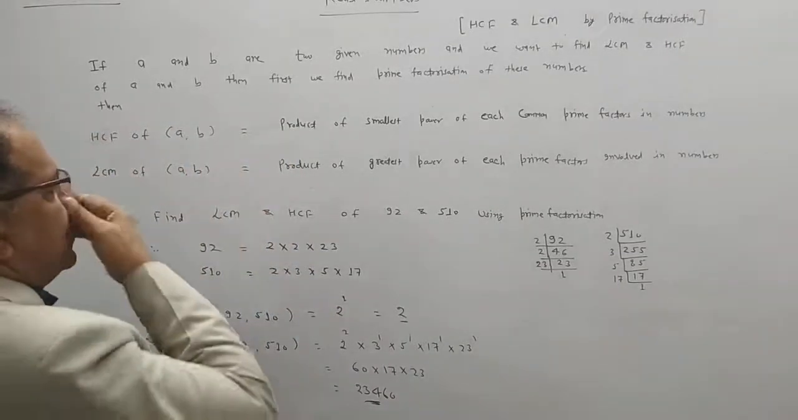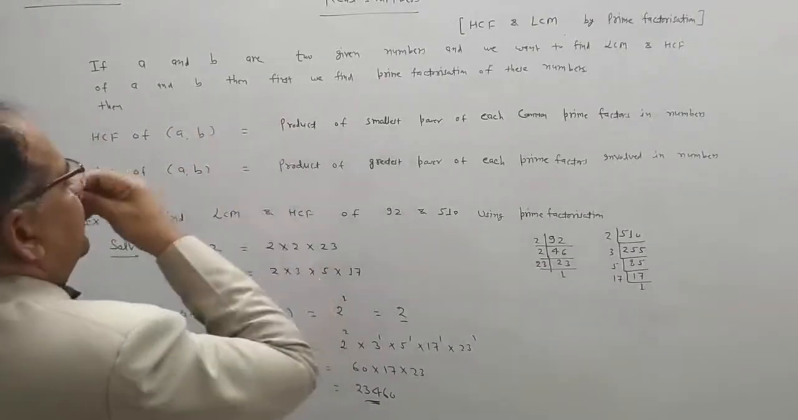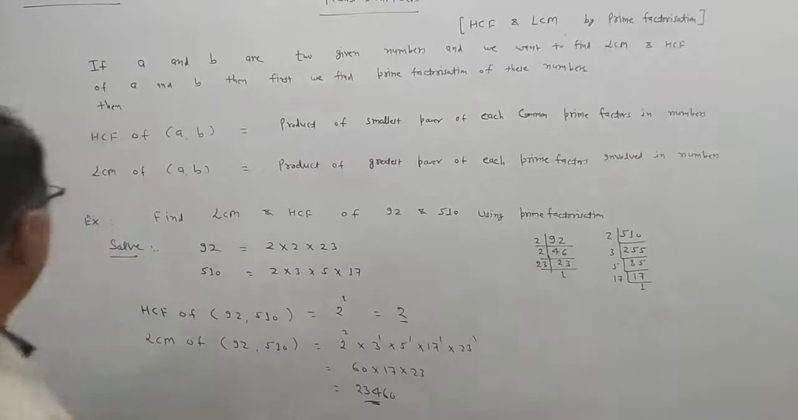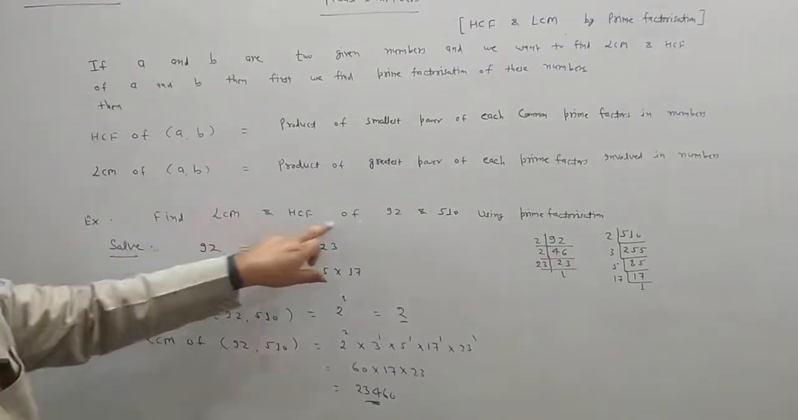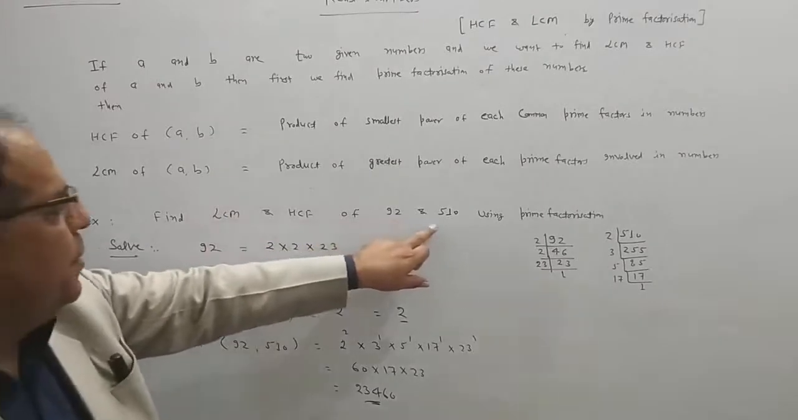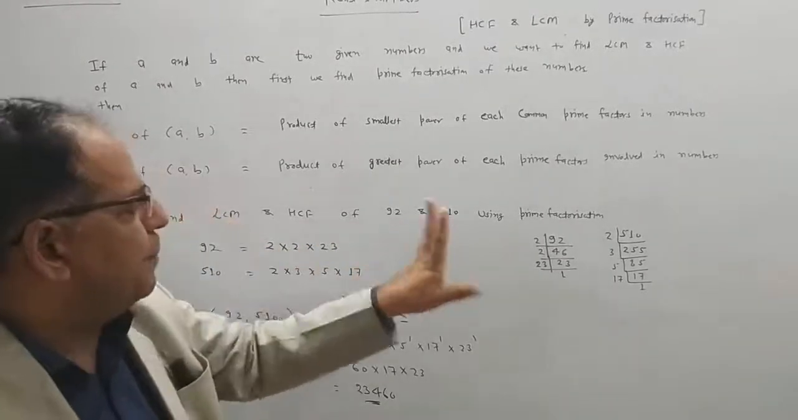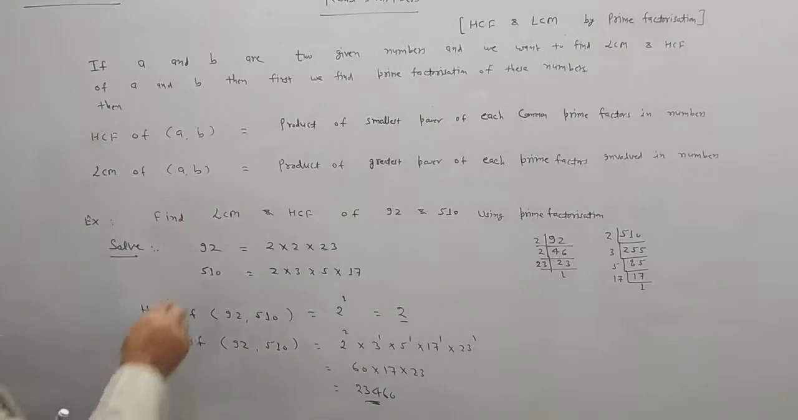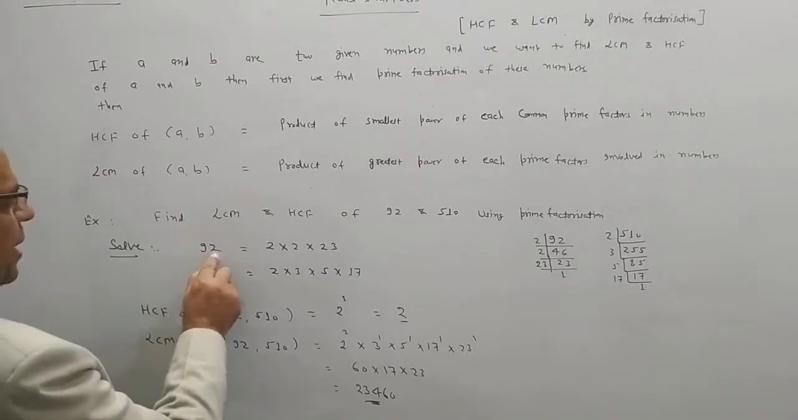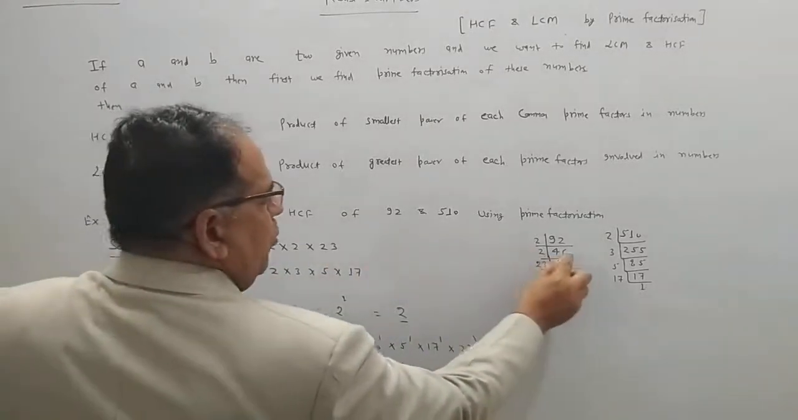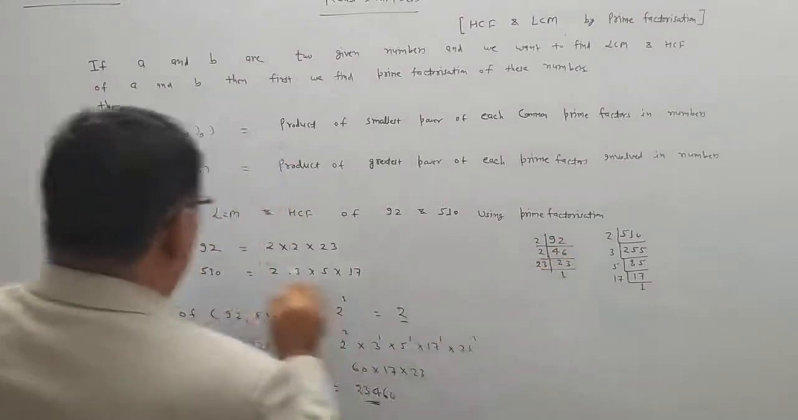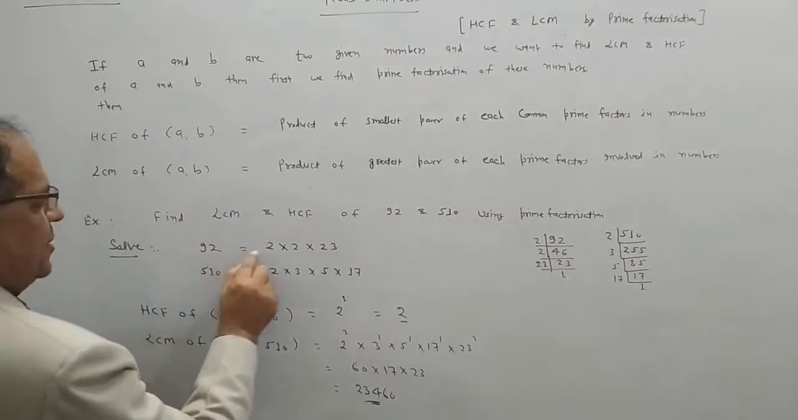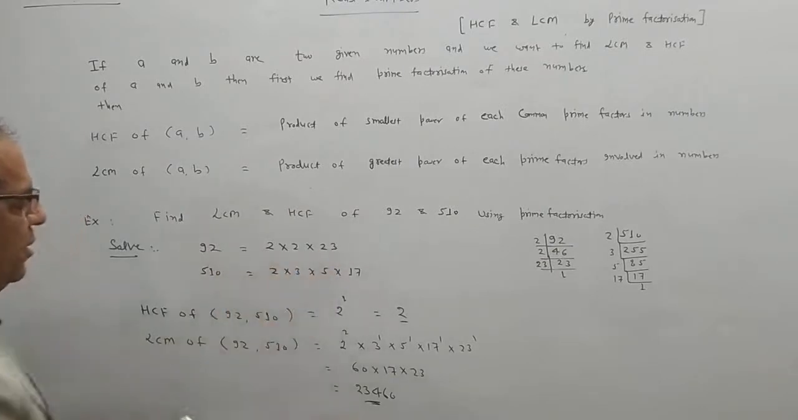So, for understanding these identities, we have made some examples. Find LCM and SCF of 92 and 510 using the prime factorization method. First we take the prime factorization of 92 by this process. 2 46s are 92, 2 23s are 46, 23 1. So the prime factorization of 92 is expressed as 2 into 2 into 23.